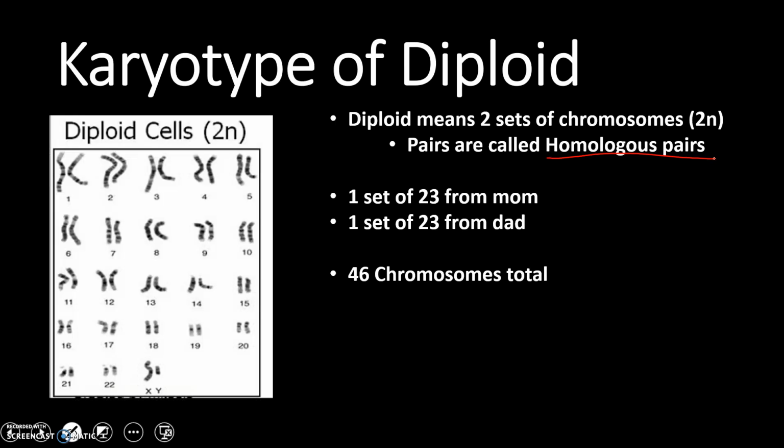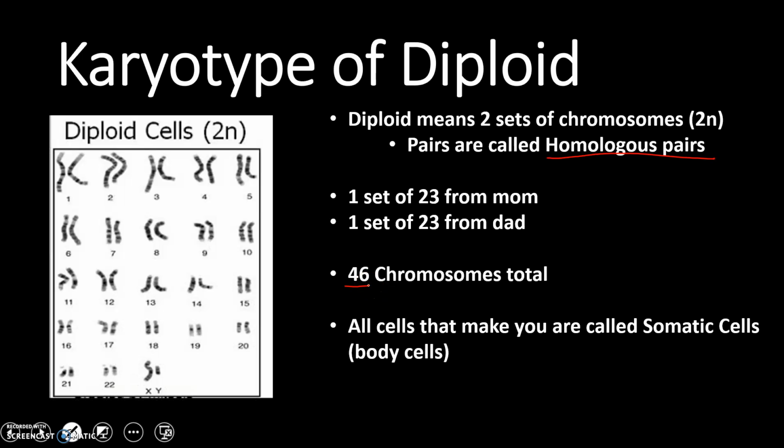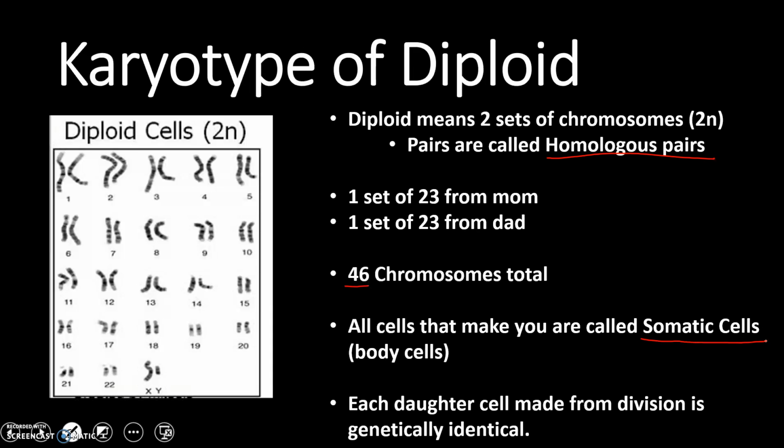So a sperm hits the egg. That gives me a total of 46 chromosomes, enough to make a person. If you remember back, the sperm or egg, we refer to those as gametes or sex cells. All the other cell types are called somatic cells. So cells of your body, your hair, your skin, your eyes, cells that make up you, those are somatic cells. And each daughter cell made from the division is genetically identical, like we talked about before.